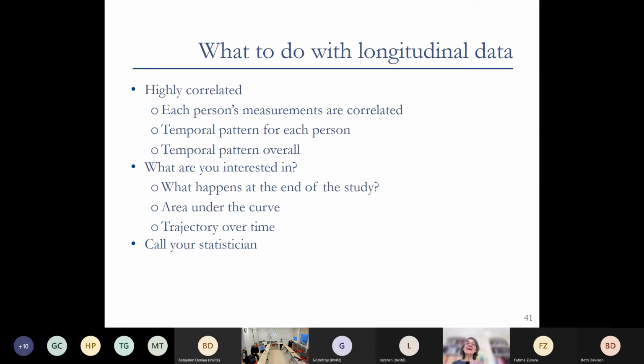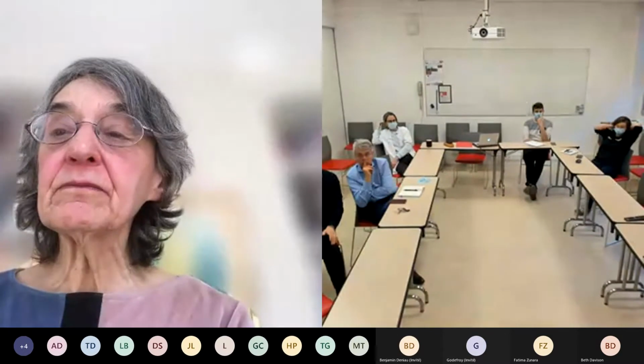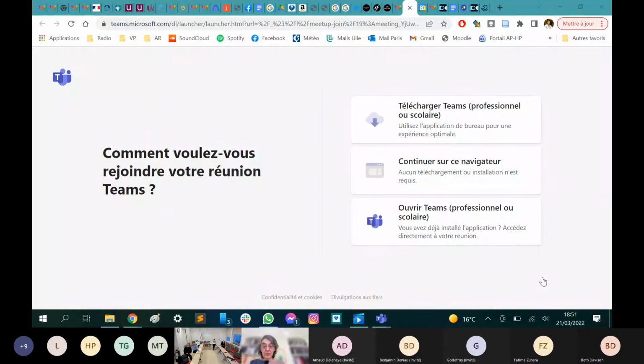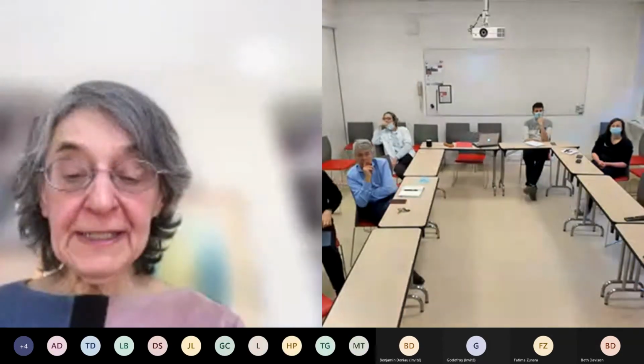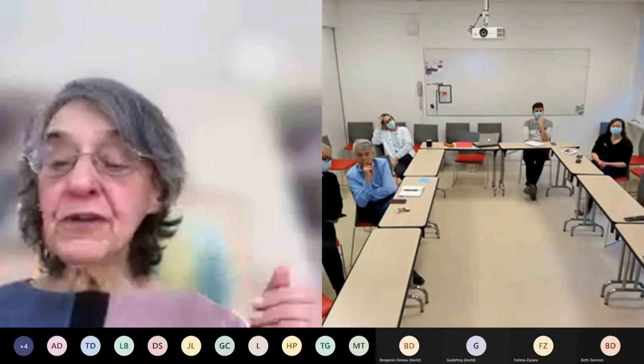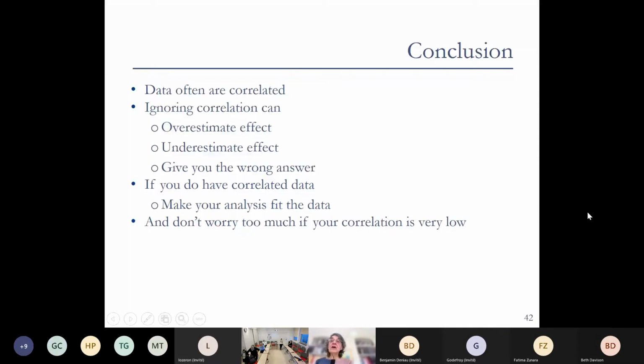Next slide. Now this is my conclusion. Whoops, it's gone. All right, well, let me say what my conclusion is. Data are often correlated. If you ignore the correlation, you can overestimate your effects sometimes. You can underestimate your effects, and you can get the wrong answer. So you've got to take care of correlation. And if you do have correlated data, make your analysis fit the data. But if your correlation is very low, you don't have to worry too much.